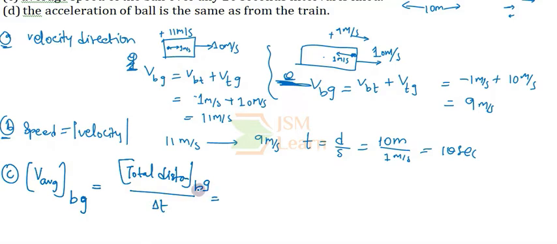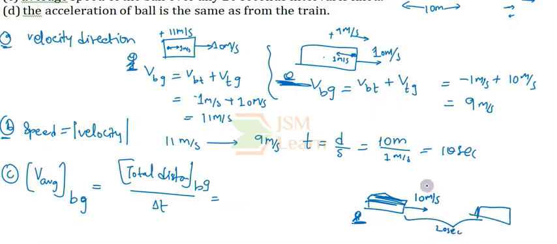So here again, the total distance traveled by the ball with respect to the person standing on the ground. When the person standing on the ground observes the motion of the train, the train is moving at 10 meters per second, and after 20 seconds the train has moved a distance that is nothing but speed times time. Speed of the train is 10 meters per second times time 20 seconds. So in 20 seconds the train has moved 200 meters.